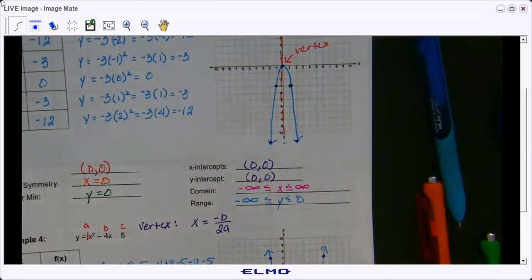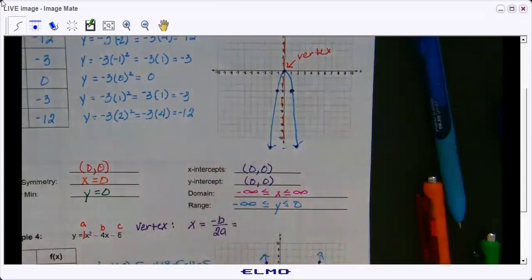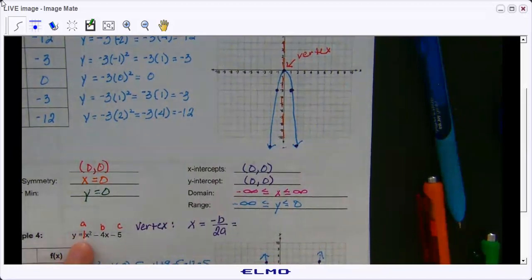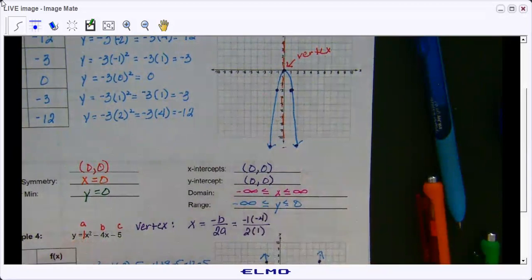Okay. So, the negative in front of the b represents a -1. So if our b right here is a -4, we're going to take -1 times -4 over 2 times a, which is 1. And we'll solve that, and it will give us the x of our vertex. Okay.